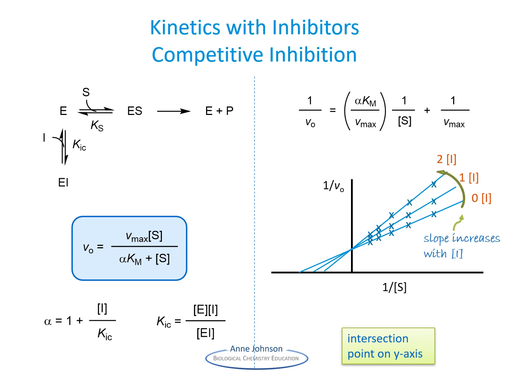In order for the apparent Km values to be different and have an intersection point at 1 over Vmax, the slopes of the lines at different inhibitor concentrations must increase. The Michaelis-Menten equation for the reaction has a term to account for the effect of the inhibitor on the Km. Alpha Km is the apparent Km in the presence of inhibitor. You can see that alpha incorporates the KIC term.